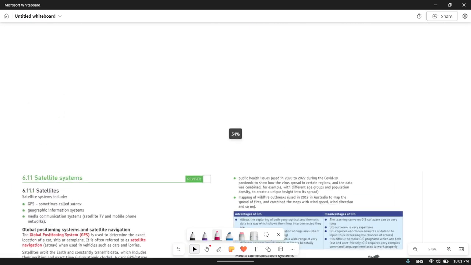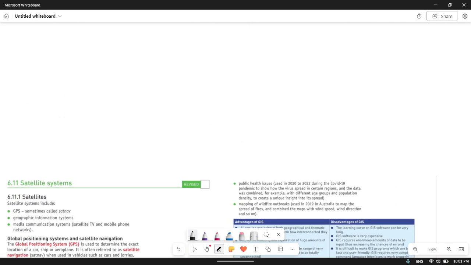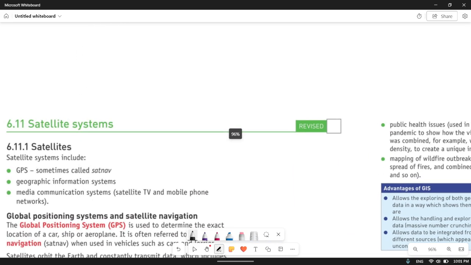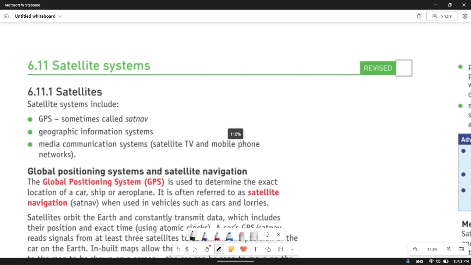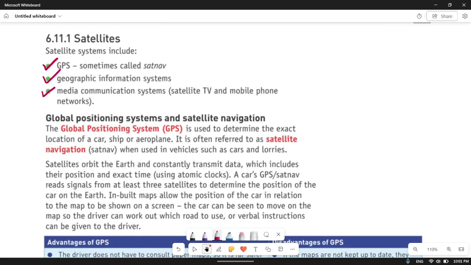So today we are going to be looking at IGCSE ICT 0417, and today we are looking very specifically at 6.11 satellite systems. Now, under satellite systems, we have three things: GPS, GIS, which stands for Geographic Information Systems, we'll get to that, and then Media Communication Systems.